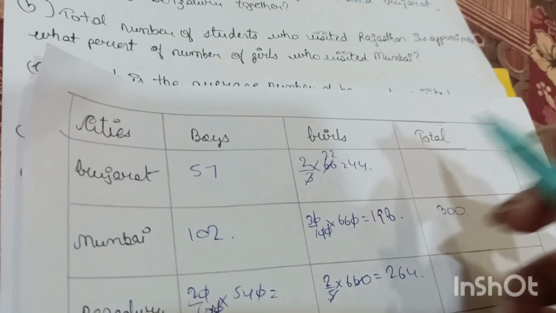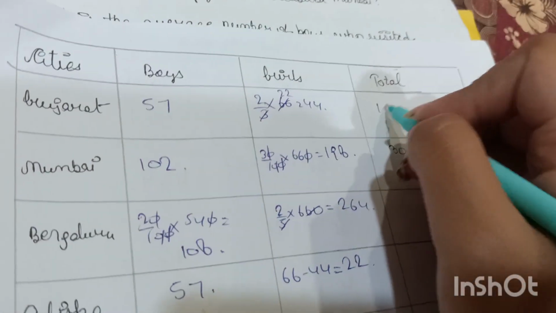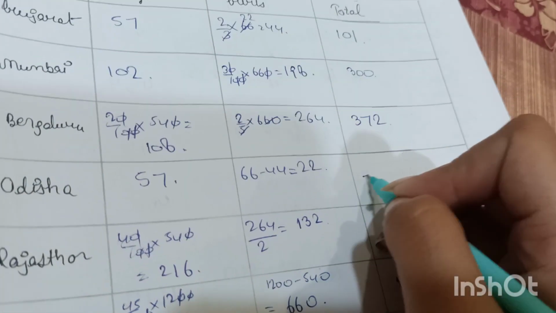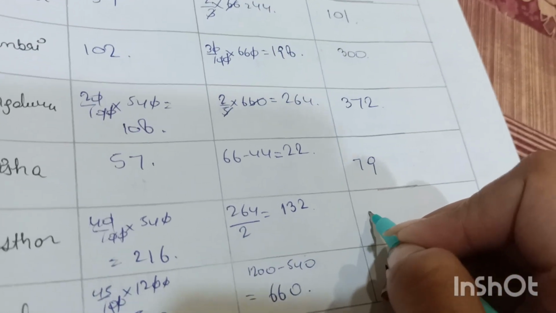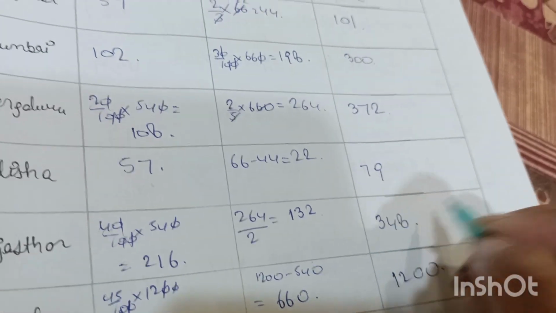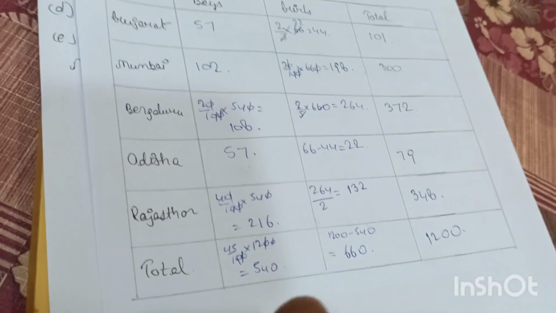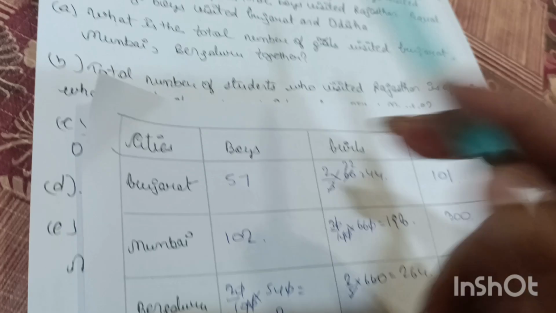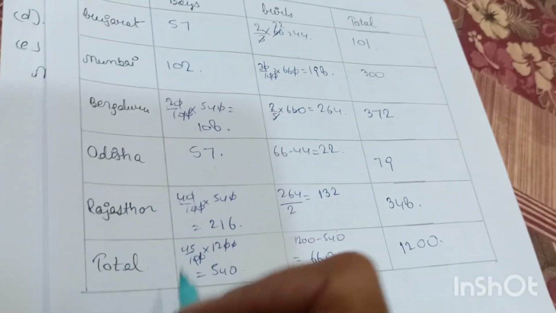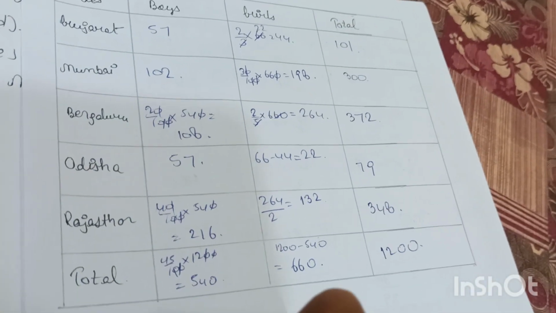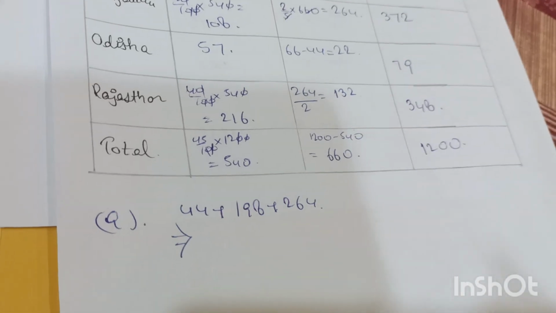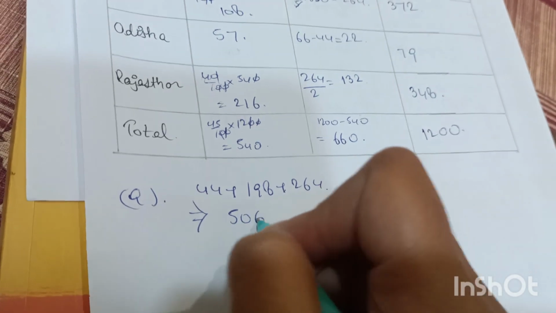First let's calculate the value. So over here you will get 101, 372, 79, 348. Okay, so now let's solve: what is the total number of girls visited Gujarat, Mumbai and Bangalore. So when you will calculate, you will get the value as 506.